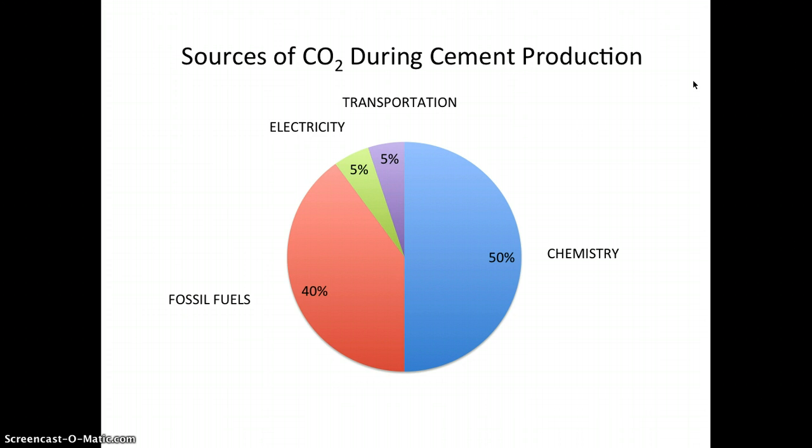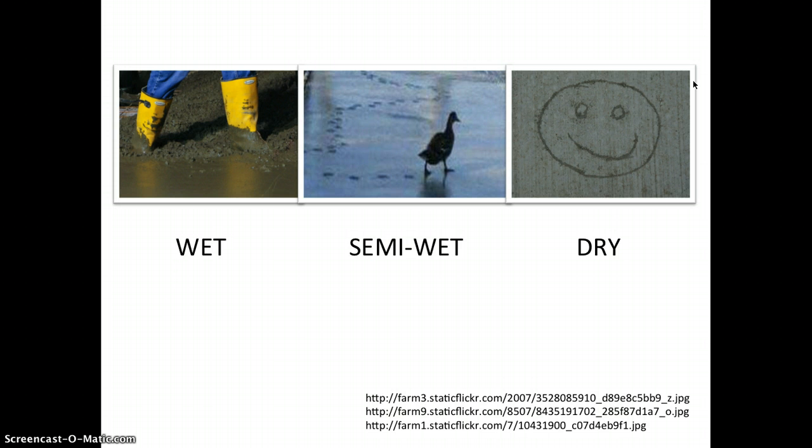Another 40% of the emissions come from the burning of fossil fuels that are required to heat the kiln to 1300 degrees. And 5% of the emissions come from the electricity that is used to run the fanning systems. So there are 3 ways in which factories can set up production. These are classified as wet, semi-wet, and dry production processes.